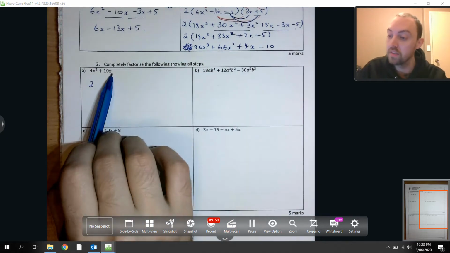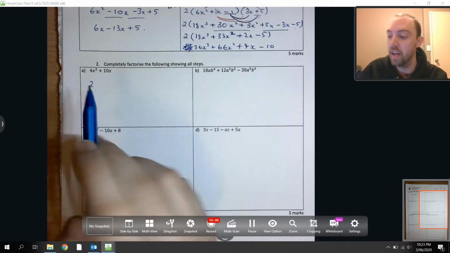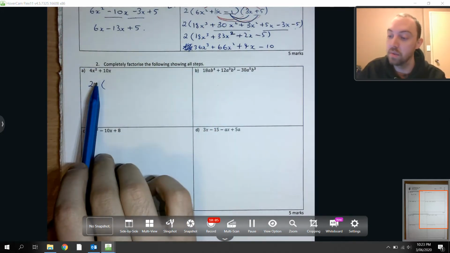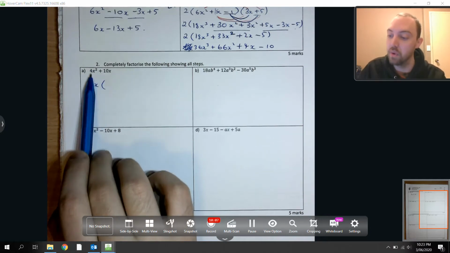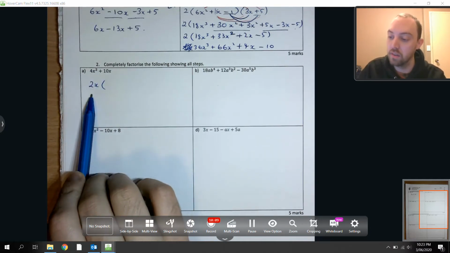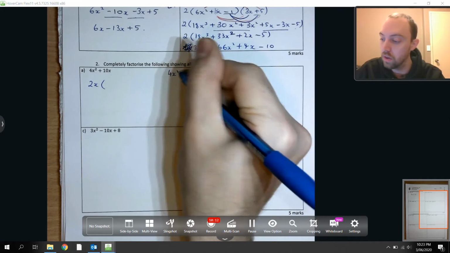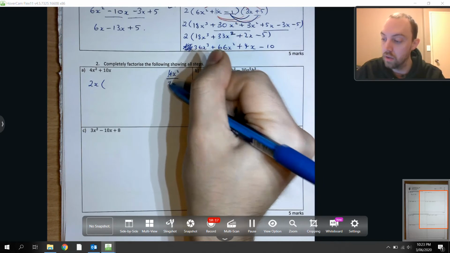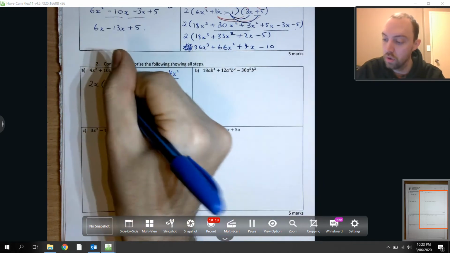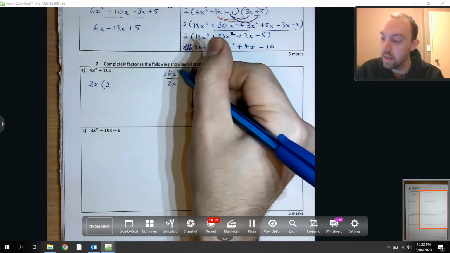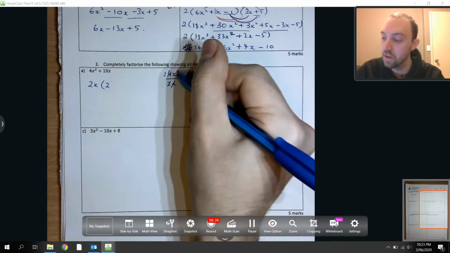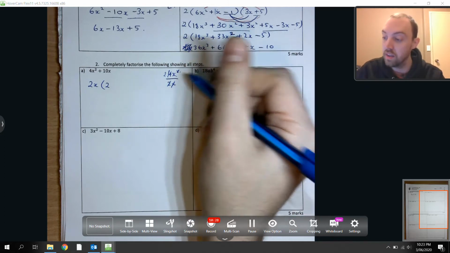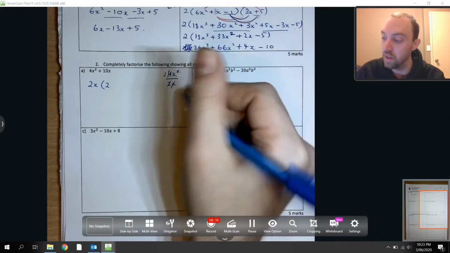x squared and x both can be divided by x, so I'll bring an x out the front, and then I want to actually complete that division. If I've divided 4x squared by 2x, okay, I'll show this on the side, then 4 divided by 2 is 2. x squared divided by x is going to get rid of the squared, because remember x squared is x times x. x times x divided by x just leaves 1x.